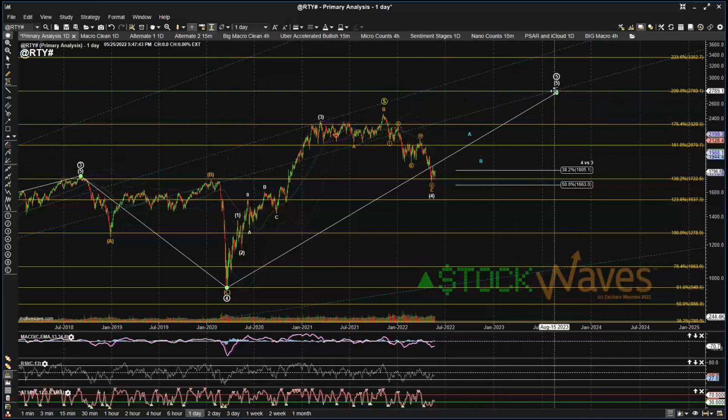So it might run really, really hard in this C of 3 when most other things are getting their third of the fifth, and then it puts in a top early and then starts to diverge from everything else.